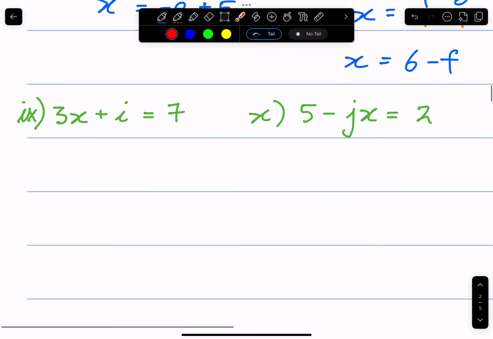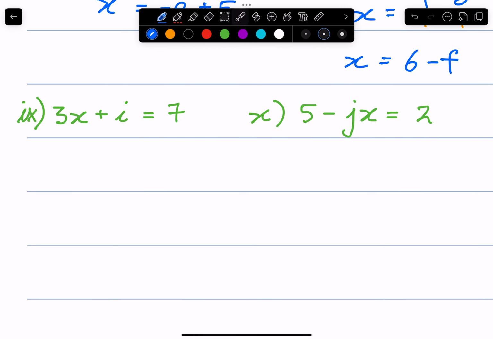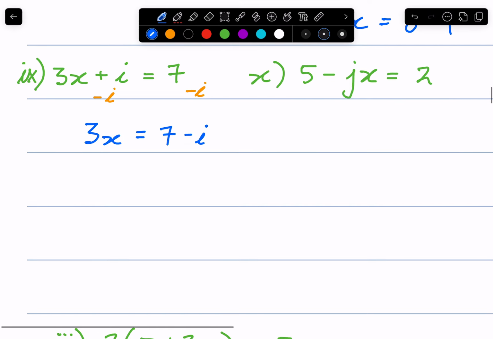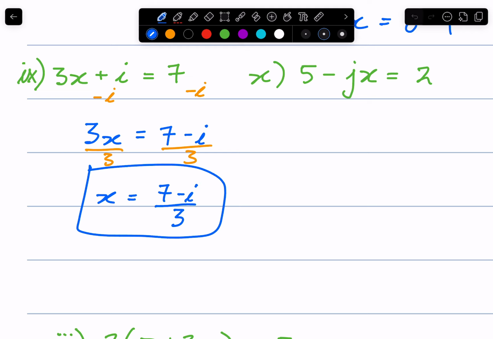So with this, you can see that it's really just two steps now. We want to make x the subject. So just like we would with an equation, we subtract I first. This leaves us with 3x equals 7 minus I. And now we're going to divide everything by 3, which leaves us with x on its own, 7 minus I over 3. That is the solution to this question.